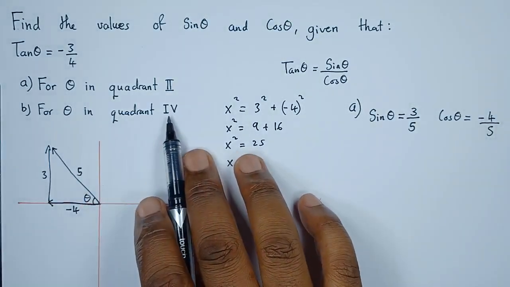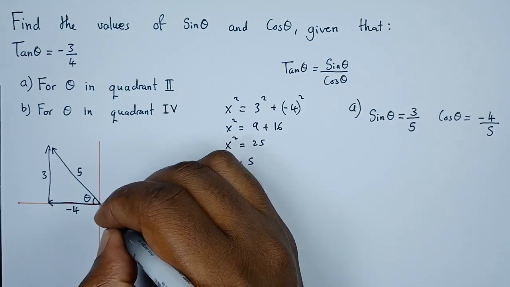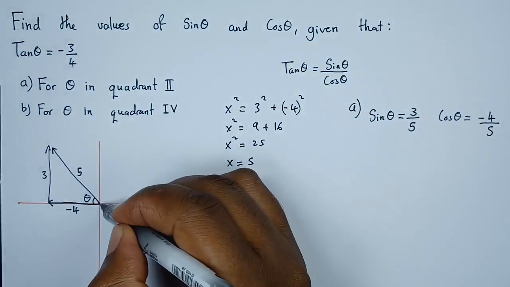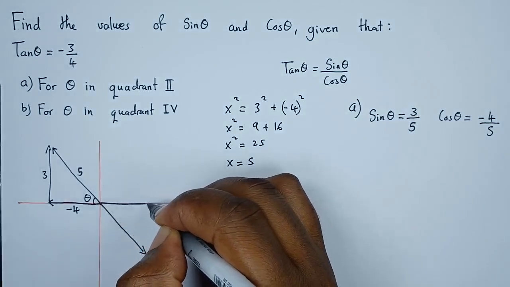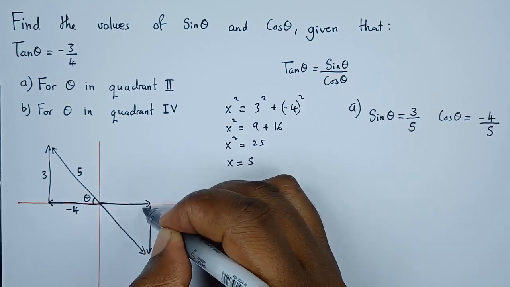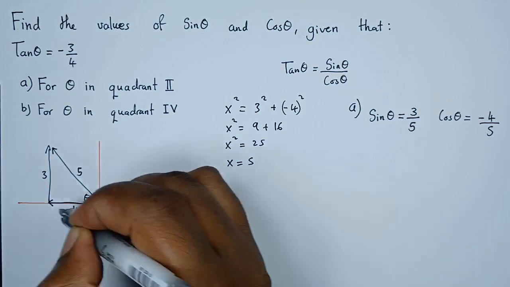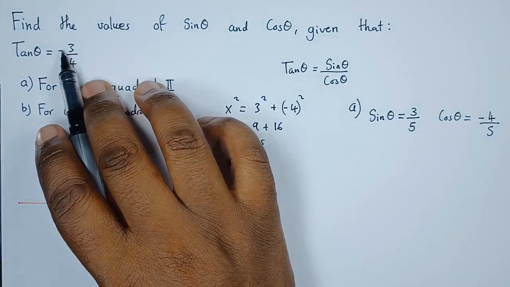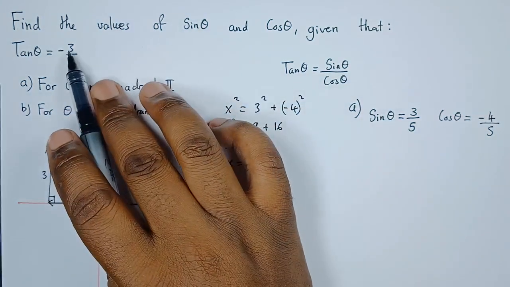Now, how about for theta in the fourth quadrant? So we'll do something similar. We'll do this. Then we'll have component in the x like this and the component in the y like this. So again, we form a right angle triangle like we did there. So now this negative belongs to the 3.